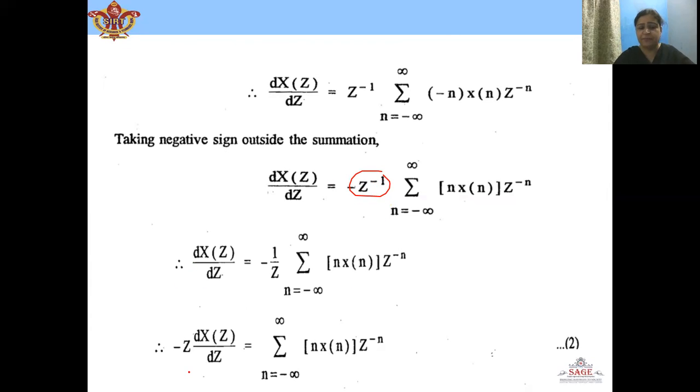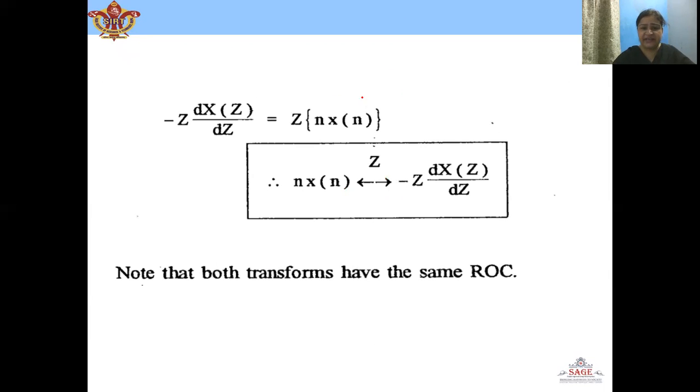So we will have minus z dX(z)/dz on the left hand side. And on the right hand side, we have only the term which is included in the summation. Now, if you see, this term represents the z transform of x[n], but the only difference is that instead of x[n], we have the z transform of n x[n]. So we can write this right hand side as the z transform of n x[n].